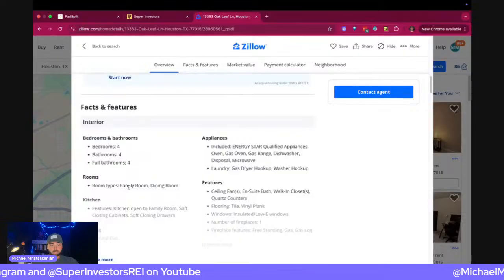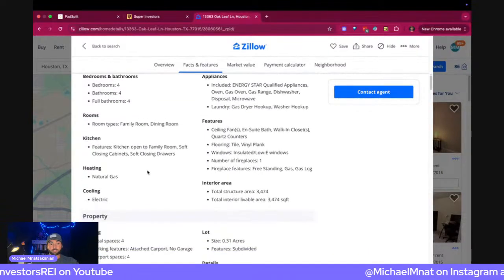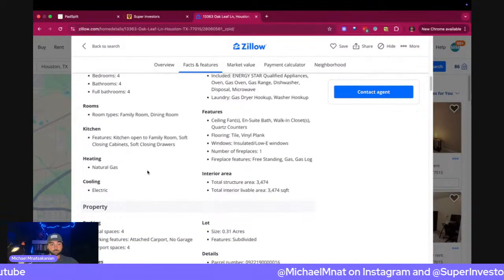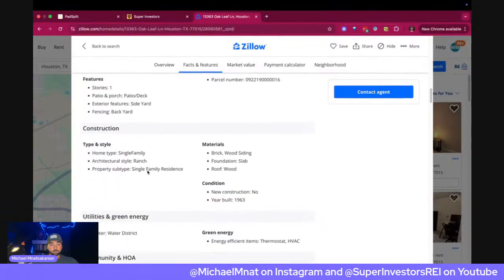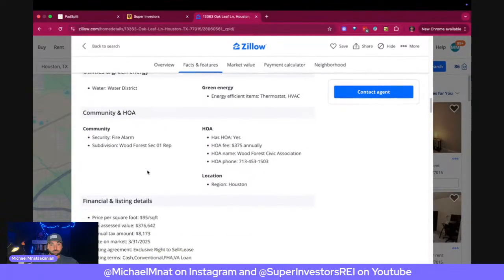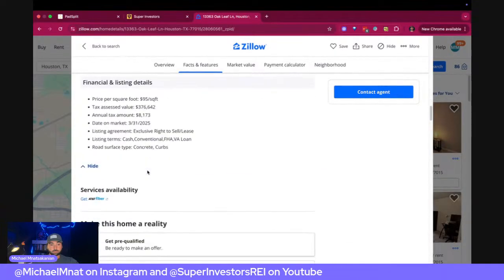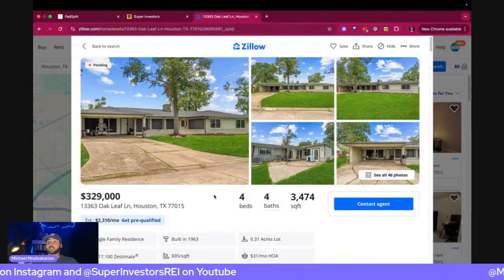And certain times you can see, let's see if it's on here. PropStream definitely shows you the number of total rooms. No, it's not on here. All right, so we're going to go with the 7.